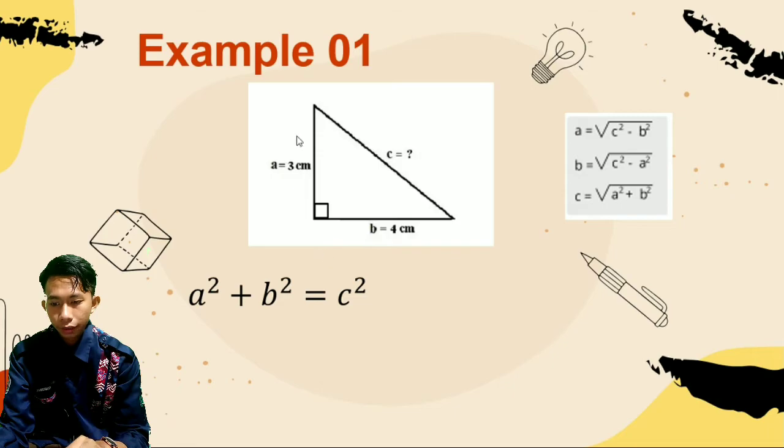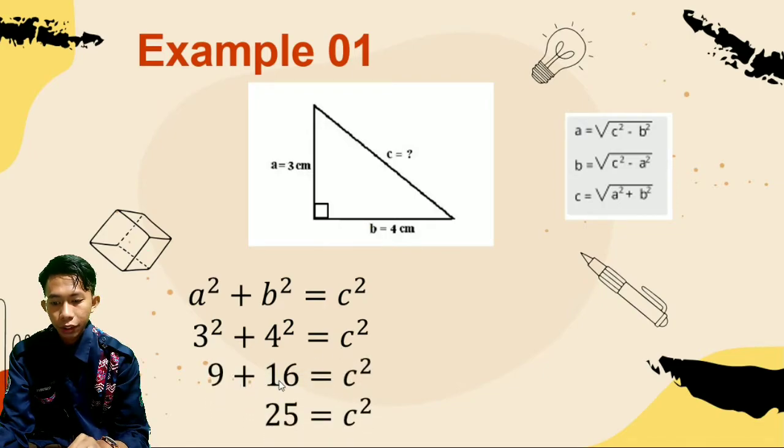We know that A is 3 centimeters, B is 4 centimeters, and C we don't know. A squared means A times A, so it will be 3 squared plus 4 squared equals C squared. 3 times 3 is 9, and 4 times 4 is 16.